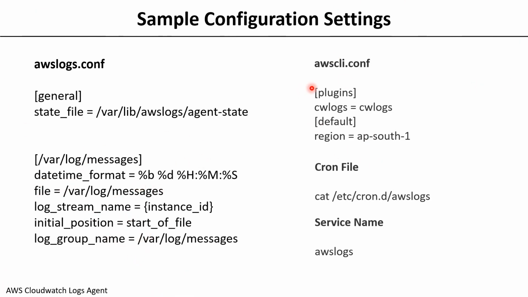AWS CLI configuration. So this will just have the region where you want to send your log files. Currently we are sending the log file to ap-south-1. Then it also has a cron file.